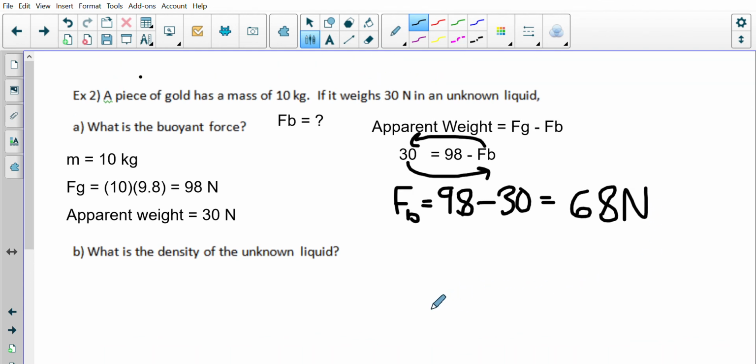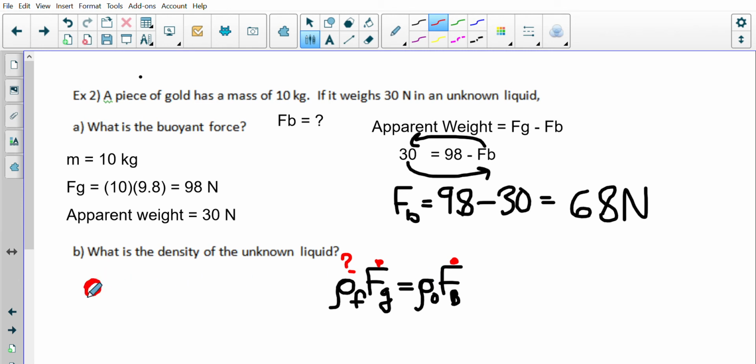All right, then again, it comes down to the question, what is the density of the unknown liquid? All right, so again, using that formula we had where the density of the fluid times Fg is equal to the density of the object times Fb. All right, now we know Fg, we figured that out. We know FB, we just figured that out. We want the density of the fluid, so we got to make sure we're substituting in for the right rho here. Rho O, the density of the object.